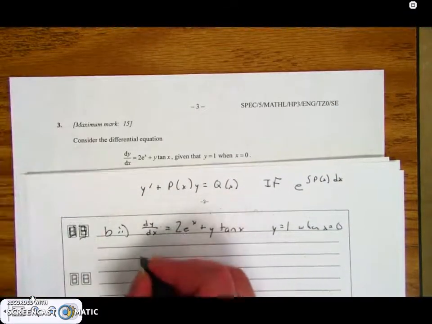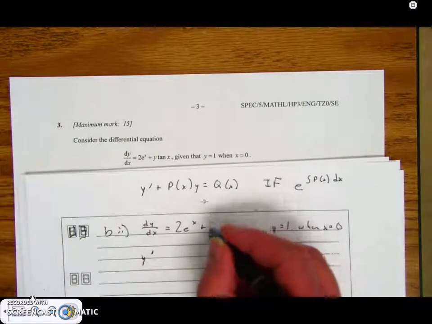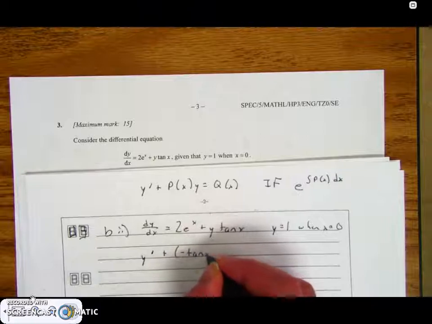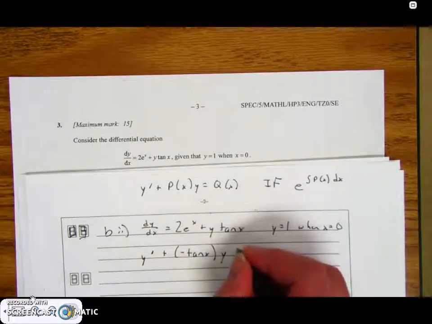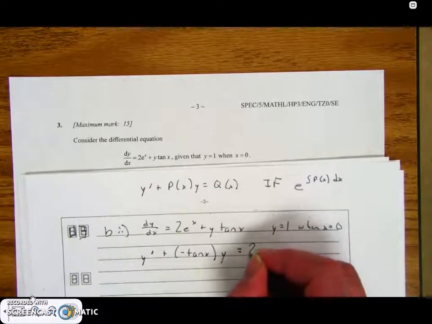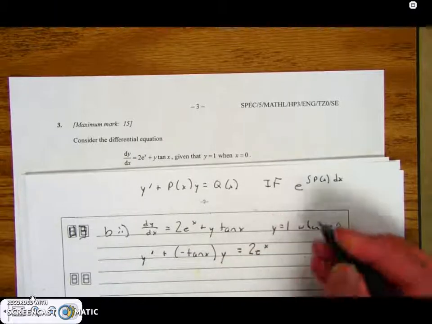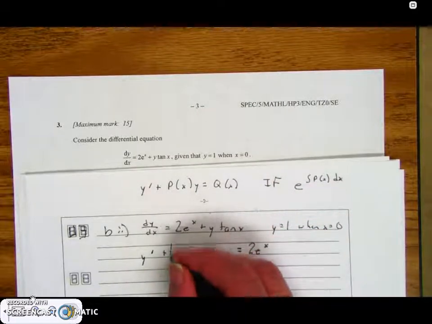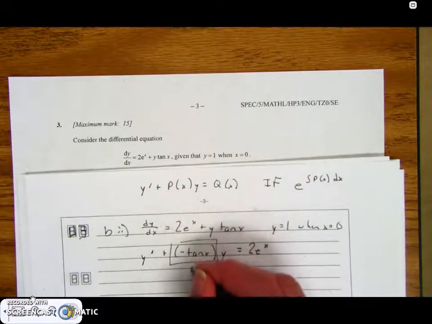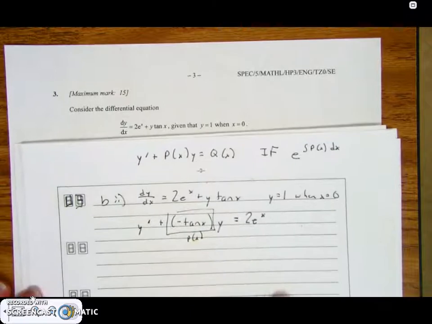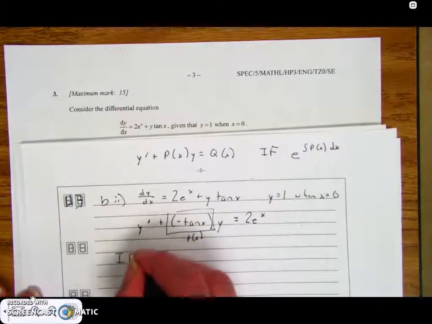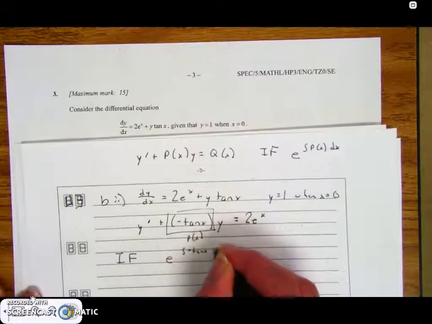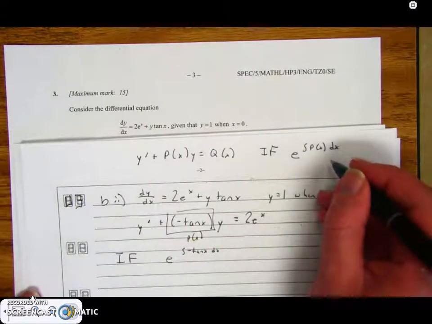dy dx is the same as y prime. You're going to bring the term with the y over, and I'm going to write this as y prime plus negative tangent x times y equals e to the x. And I did it that way because whatever's in front of the y is the p of x. And if I leave off that negative, it's going to mess me up. So let's find our integrating factor. It's e to the integral of negative tangent x dx. e to the integral of p of x.